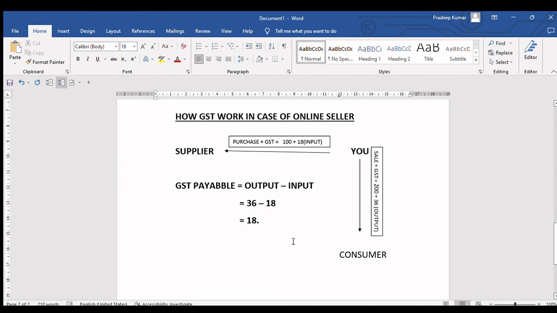And the next video will be about the documents required for getting GST, and after that we will learn how to apply for GST, and after that we will learn what to do after you get your GSTIN number.